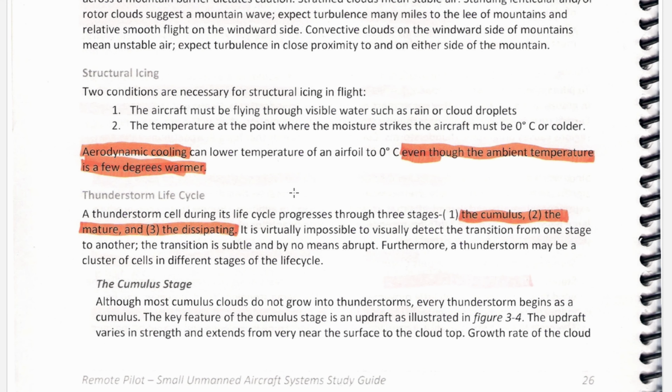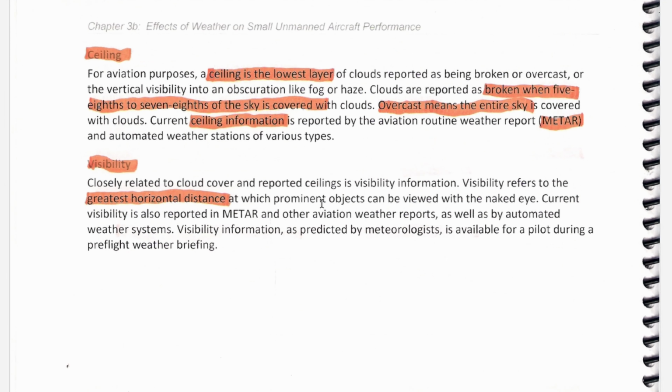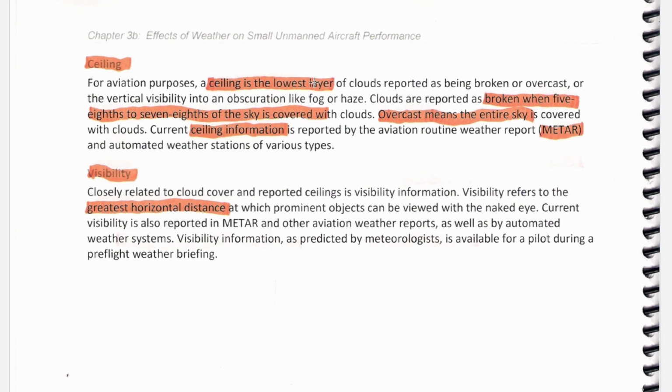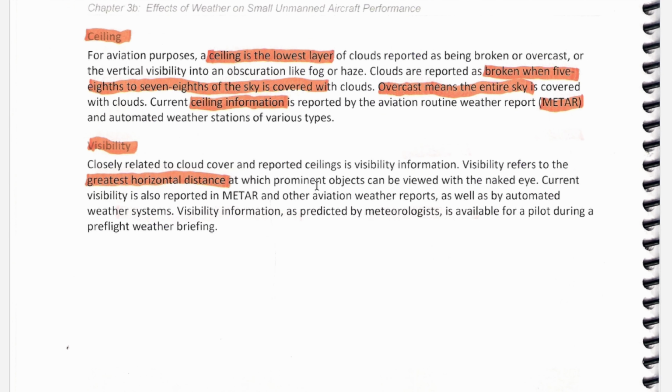Aerodynamic cooling. That's why wings freeze up on airplanes, frost over. The life cycle of a thunderstorm. Your ceiling is the lowest level. Clouds are reported broken when 5/8 to 7/8 of the sky is covered with clouds. Overcast means the entire sky. Ceiling visibility, the greatest horizontal distance.